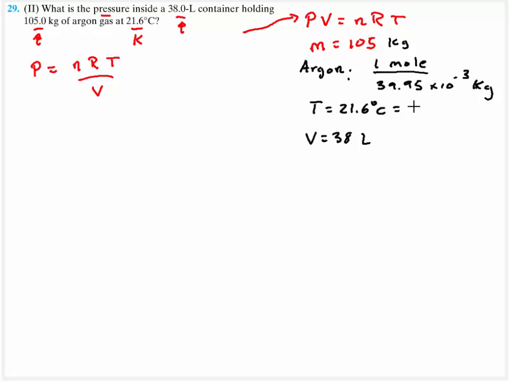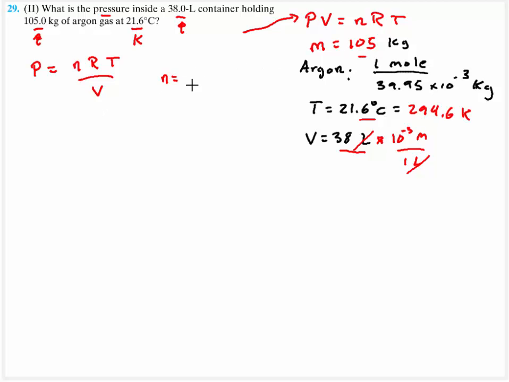So let's start off with the temperature first. To go from Celsius to Kelvin, I add 273. So to go from 21.6, I add 273, I'm going to get 294.6 degrees Kelvin. I want to get this into something standard like cubic meters, and so what I'm going to do is I'm going to say, hey, I know that there's 10 to the minus 3 cubic meters in 1 liter, so my liters are going to cancel out, and now I have 38 times 10 to the minus 3 cubic meters.